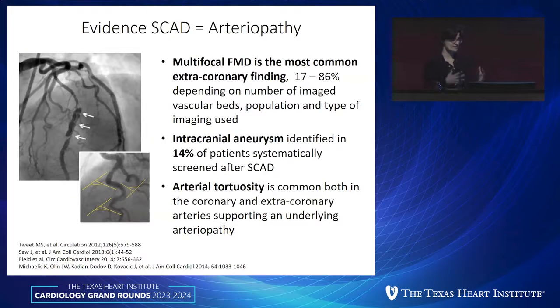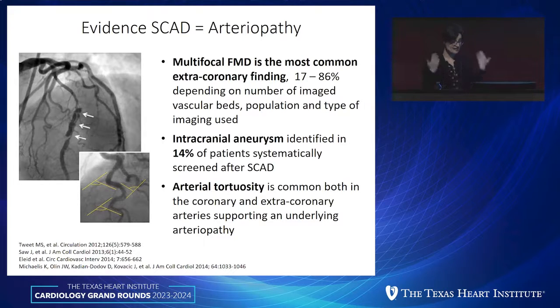And there is evidence that SCAD alone is an arteriopathy by itself. So in studies that have looked outside of the coronary bed for other arterial findings, FMD is the most common finding, seen anywhere from 20 to 86% based on the population you're looking at. I would say it's probably more in the 30 to 40% range realistically.